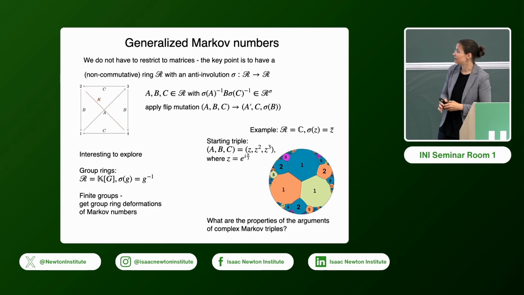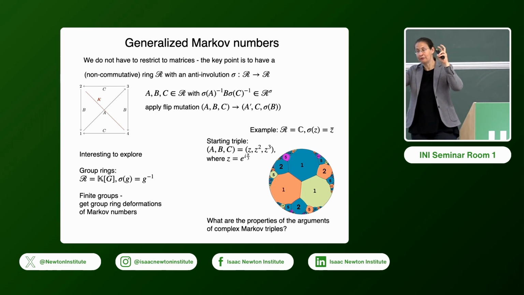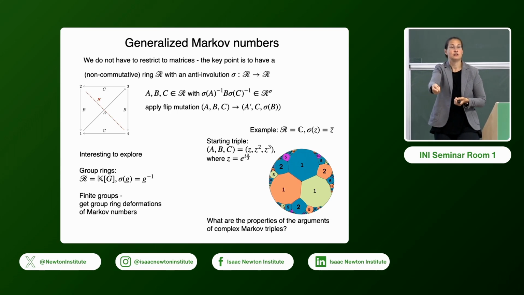If you play with this with finite groups, you get, in some sense, deformations of Markov numbers in the group ring, which, if you specify them at the generator of your group, so for example, if you take a cyclic group, you get back classical Markov numbers.